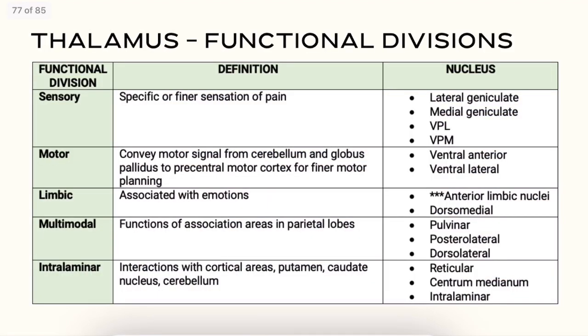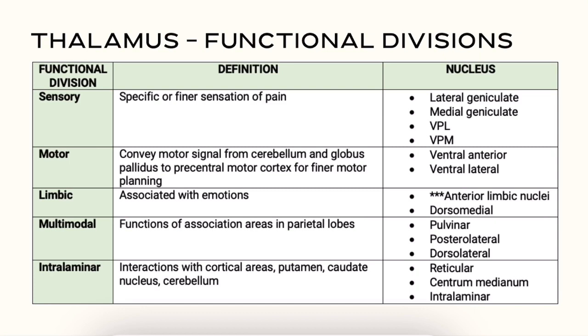Okay, so another way to familiarize yourself with the thalamus is based on its functional division. We would have our sensory, our motor, our limbic, our multimodal, and our intralaminar. For our sensory, these are for specific or finer sensations of pain. The nuclei that will work here would be your lateral geniculate, your medial geniculate, your VPL, and your VPM.